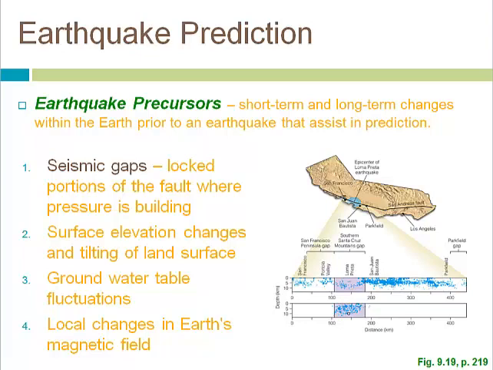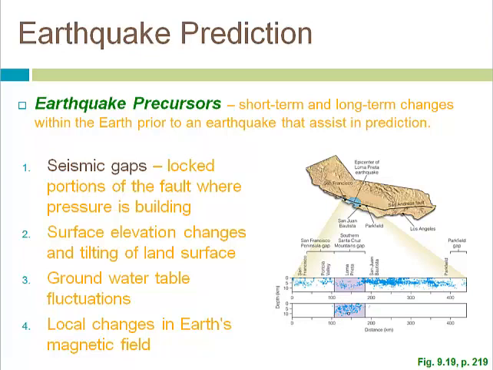But what we do is we look at seismic gaps. We try to determine where earthquakes have occurred in the past, how often they have occurred, and gee, there's one that's missing. We haven't had an earthquake in so many years. And for the big faults, it's usually around 25,000 years that we start looking for another big earthquake. I mean, they have earthquakes all the time, but it's not those huge releases. So short-term and long-term changes within the Earth prior to an earthquake usually assist in our prediction.